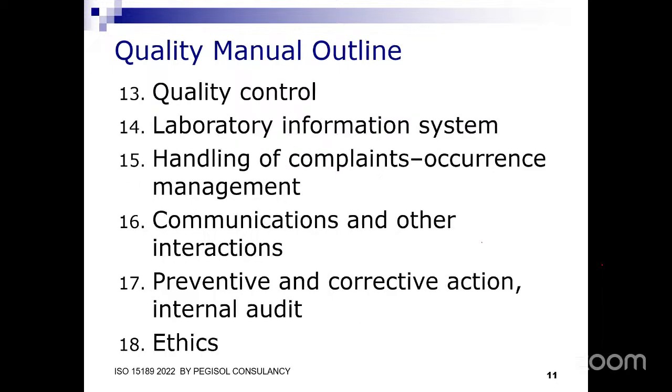Let's say, for example, all the things you do in your quality control will be there. We'll look at it in detail. I'm just stating the outline. Then the laboratory information system. If there's software, you state it there, including the version and everything. If it's manual or paper based, that will also have to be captured within the QA manual. Then handling of complaints, occurrence management, communication, and other interaction.